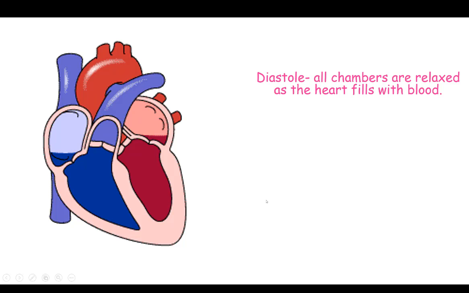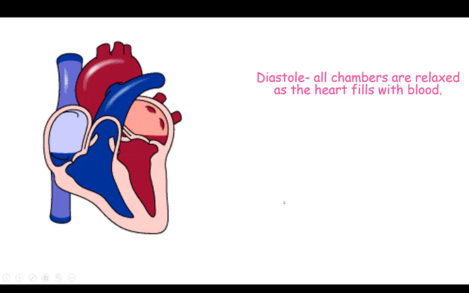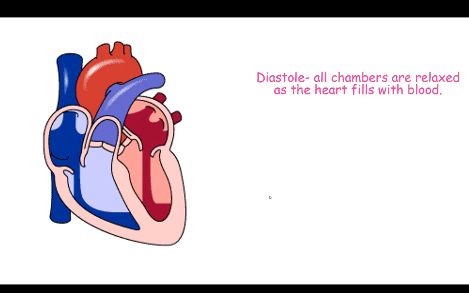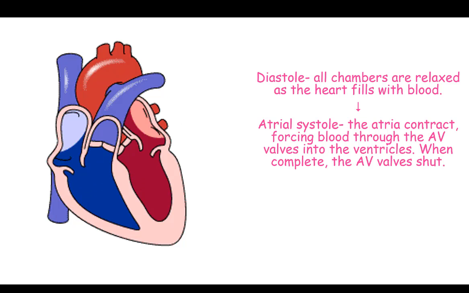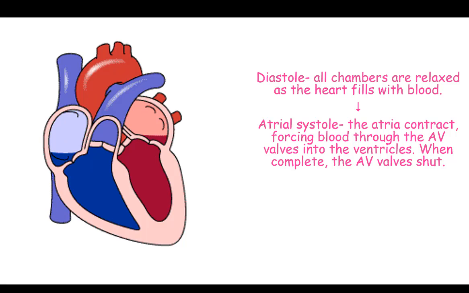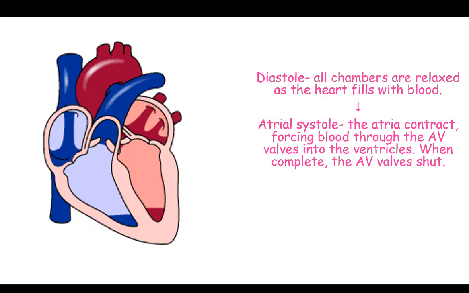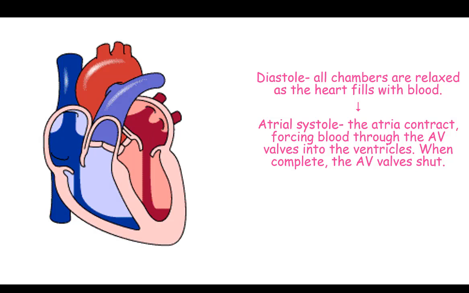And just to look at that in a bit more detail, diastole is when all the chambers are relaxed as the heart fills with blood. So the atria and the ventricles are both relaxed and they're filling with blood. Then the atria start to contract, and that's known as atrial systole. So the atria contract, force blood through the AV valves and into the ventricles. And when complete, the AV valves shut.